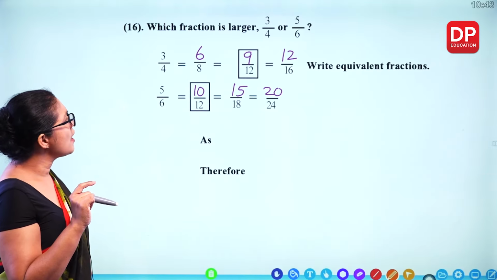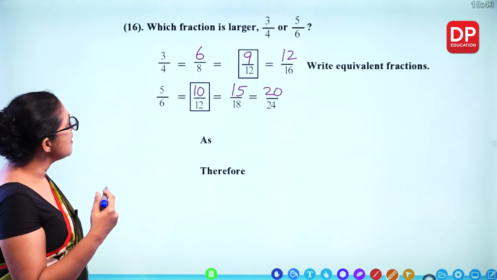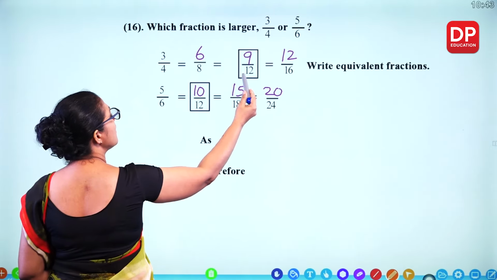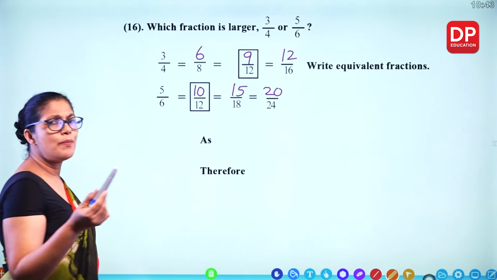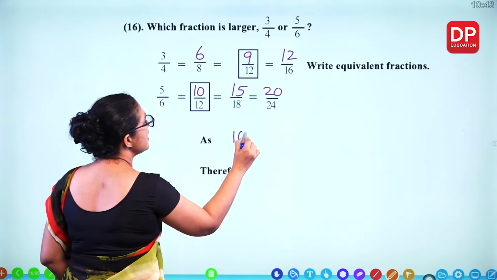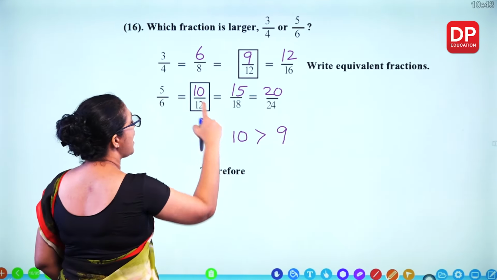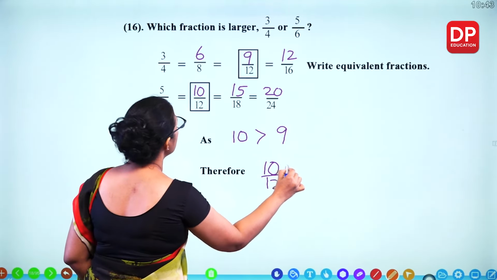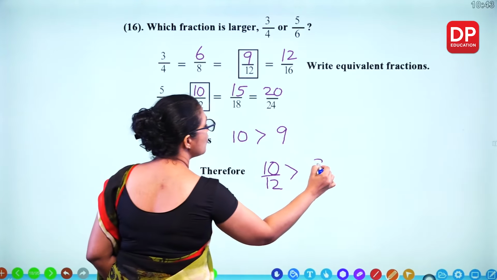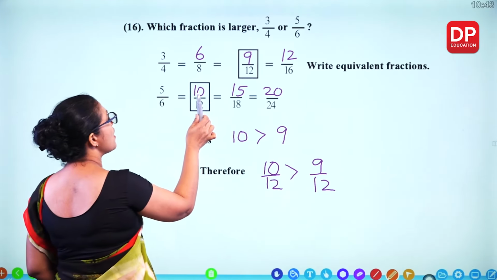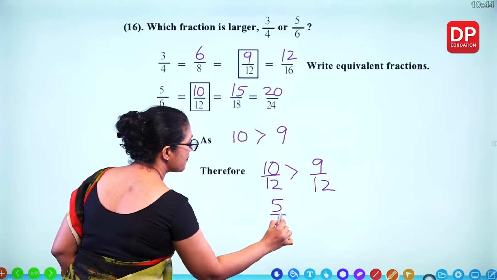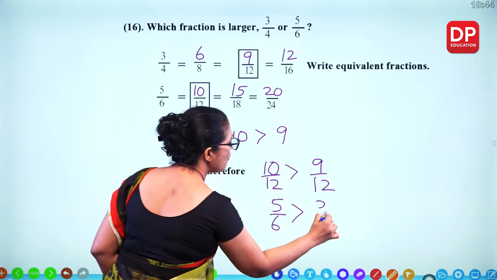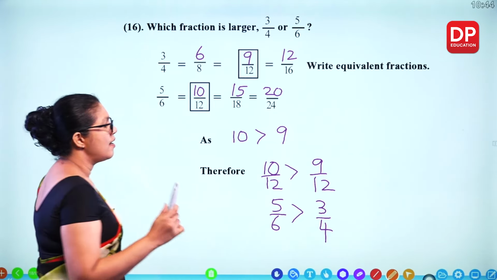So what can you say now when you are comparing? See where you get the same denominator. Here, 12, 12. Now we know we can compare the numerators. We know 10 is greater than 9. So that means 10 over 12 is greater than 9 over 12. So what does 10 over 12 mean? 5 over 6 is greater than 9 over 12, which means 3 over 4. So you can compare fractions now.